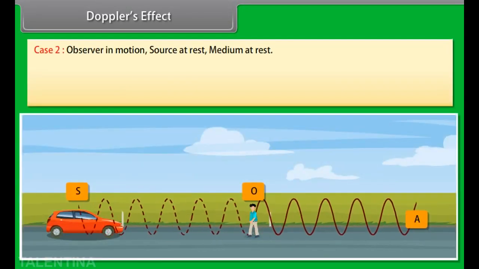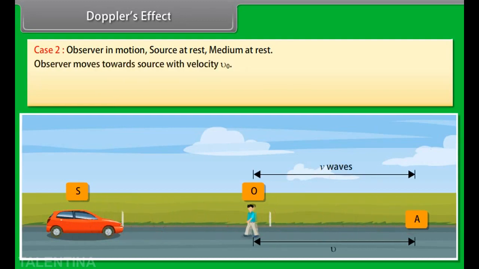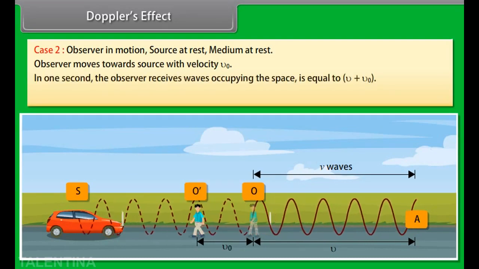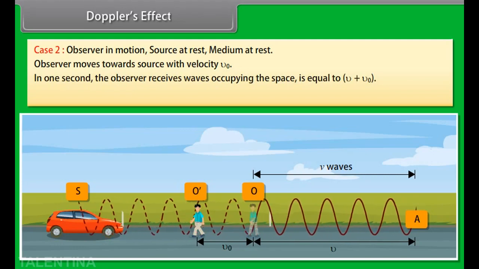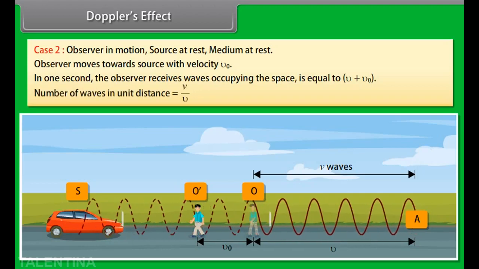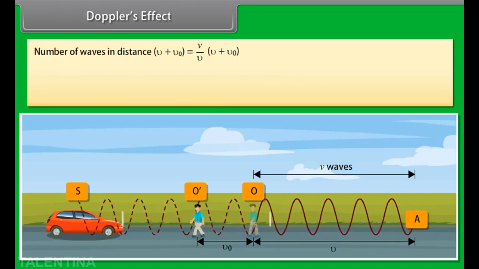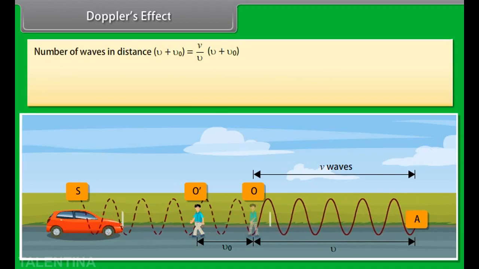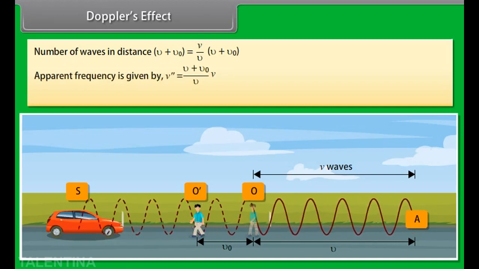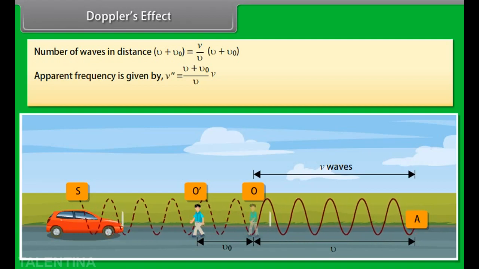Case 2. Observer in motion, source at rest, medium at rest. Observer moves towards source with velocity v naught. In 1 second, the observer receives waves occupying the space equal to v plus v naught. Number of waves in unit distance is equal to nu upon v. Number of waves in distance v plus v naught is equal to nu multiplied by v plus v naught upon v. Apparent frequency nu double dash is equal to v plus v naught upon v multiplied by nu.